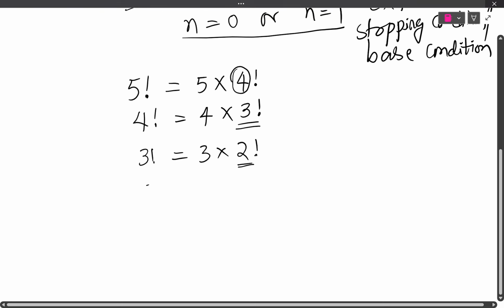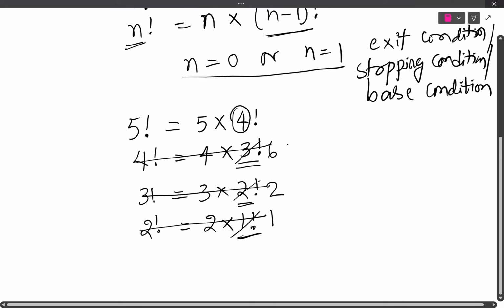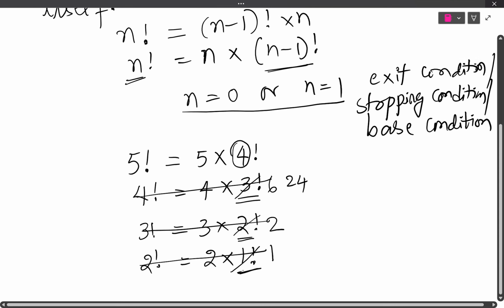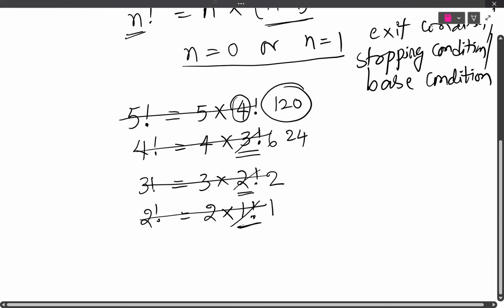2 factorial is 2 multiplied by 1 factorial. Either we can stop at 1 or we can stop at 0. We all know the fact that 1 factorial is 1. Now this will be replaced with the value 1. 2 factorial is 2. 3 factorial is 6. 4 factorial is 24. And 5 factorial is 24 multiplied by 5, that is 120. This is the final result we get. So where did we stop here? At the stopping condition or base condition. This is one important observation.